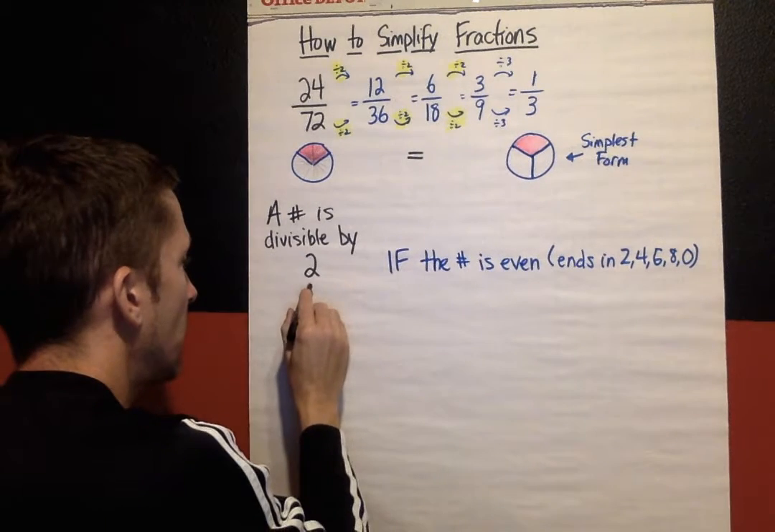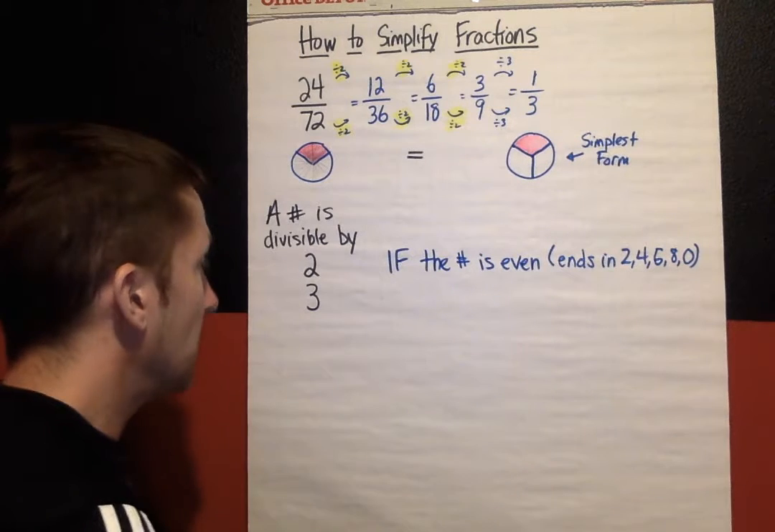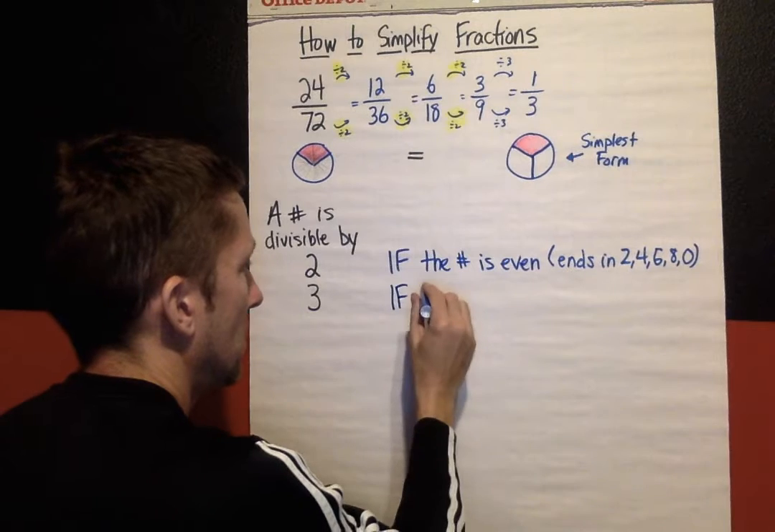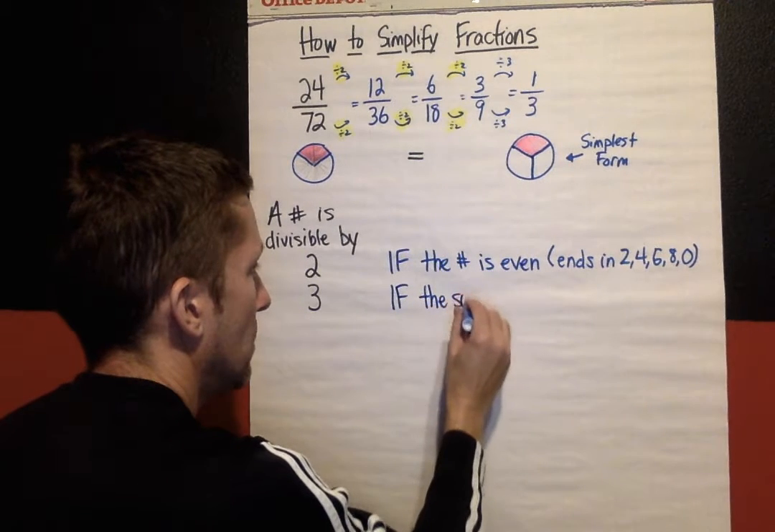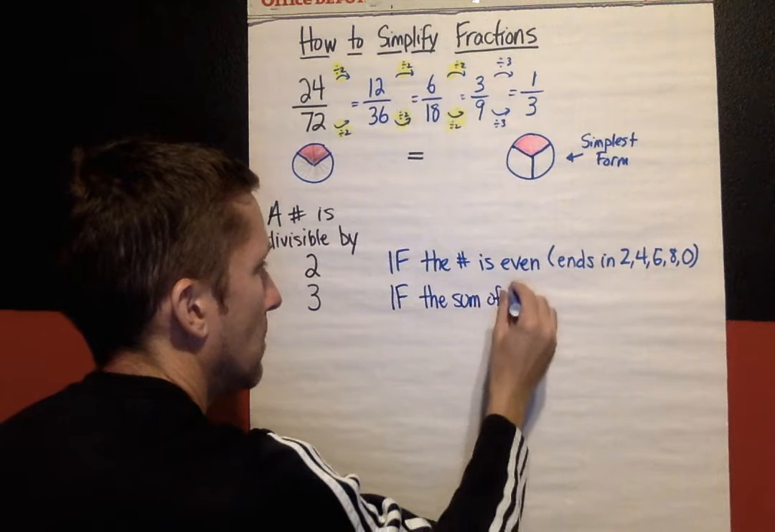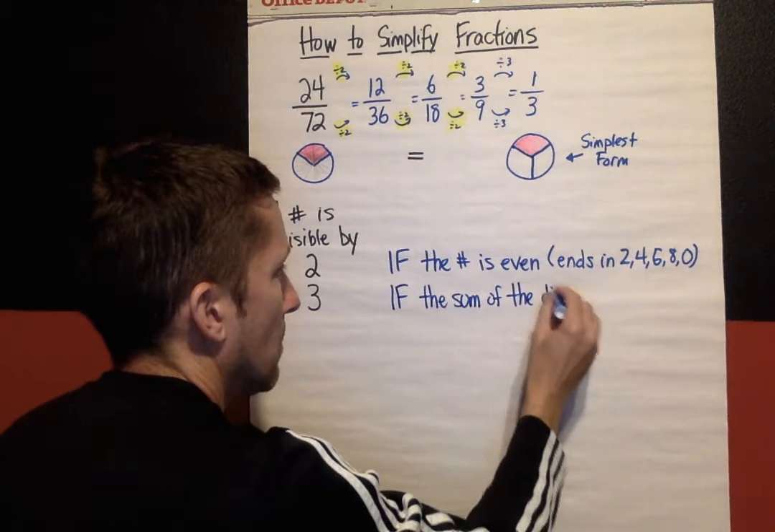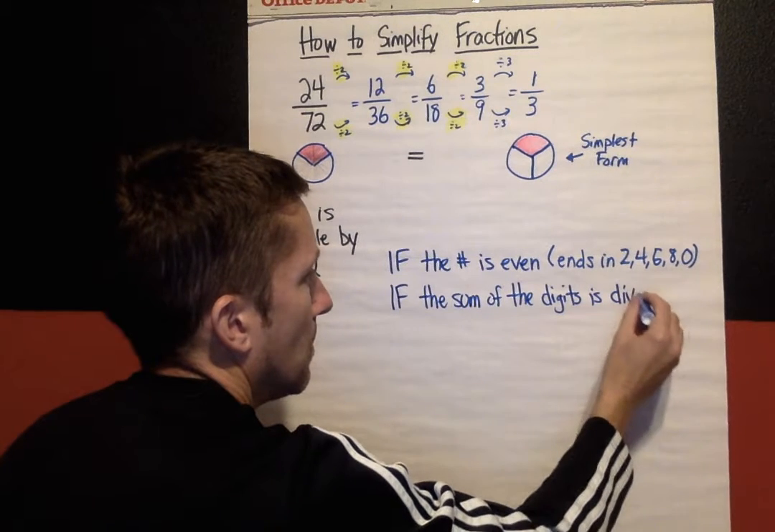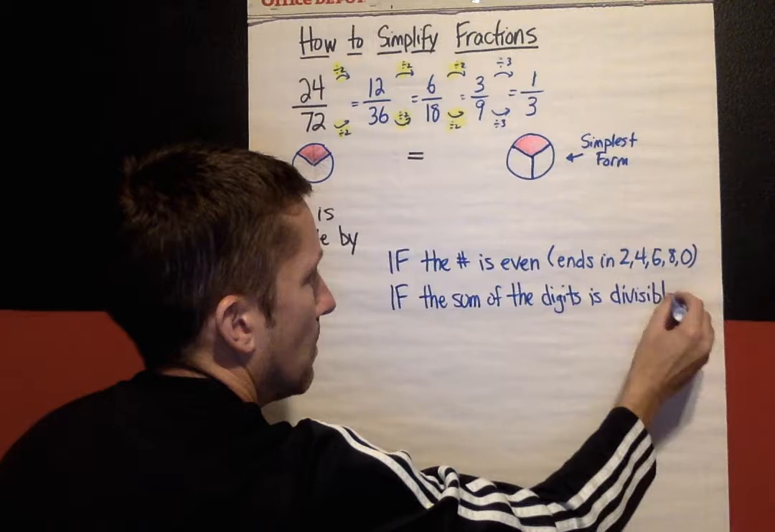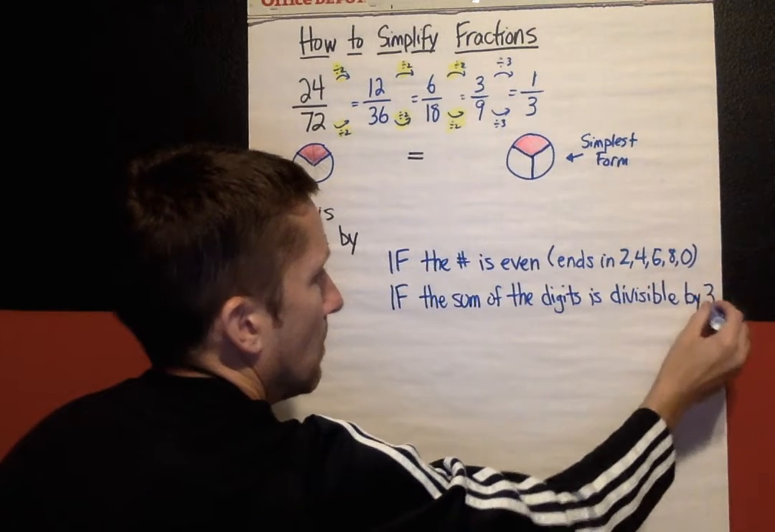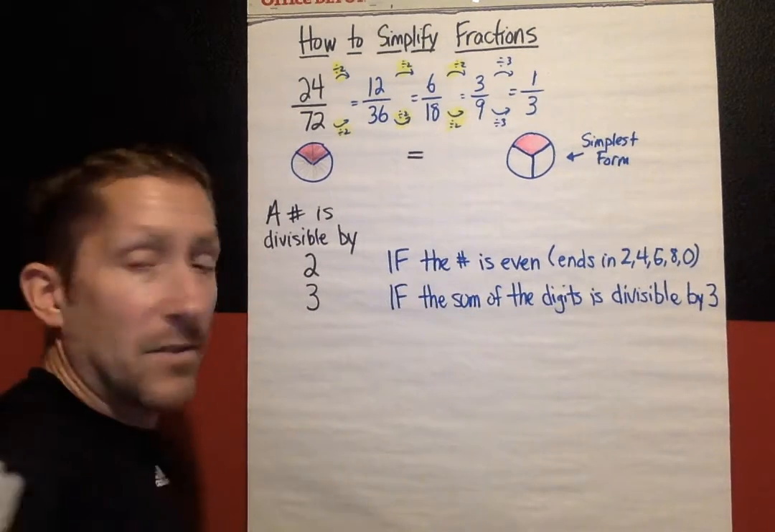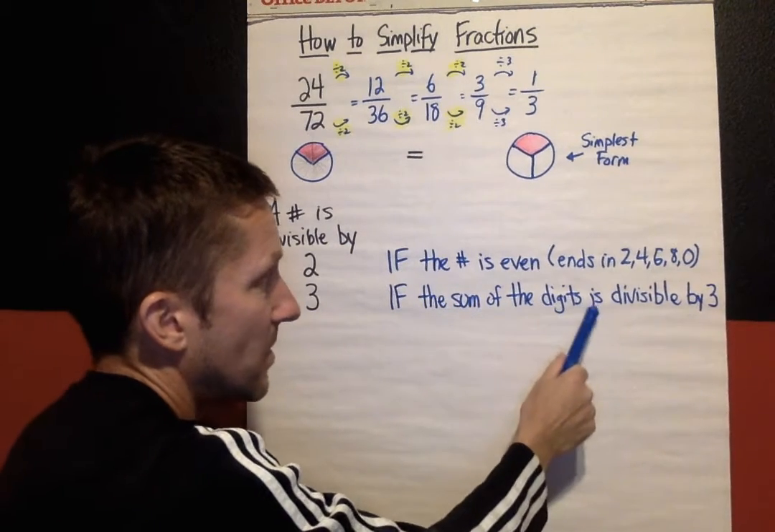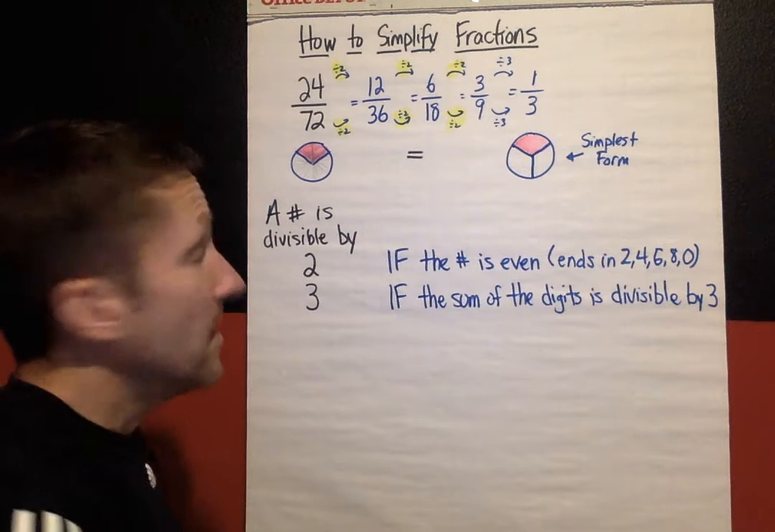The divisibility rule for 3 is, if three is going to go into a number if the sum of the digits of that number is divisible by 3. Here's what that means.